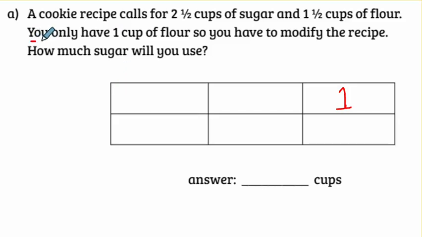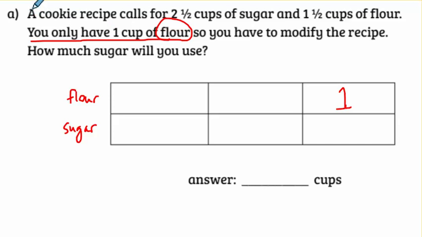It says right here you only have 1 cup of flour. So the 1 goes with the flour. That is what we're basing our answer on, 1 cup of flour. So if flour is on this row, then sugar is going to go on this one. And now we can fill in these things.